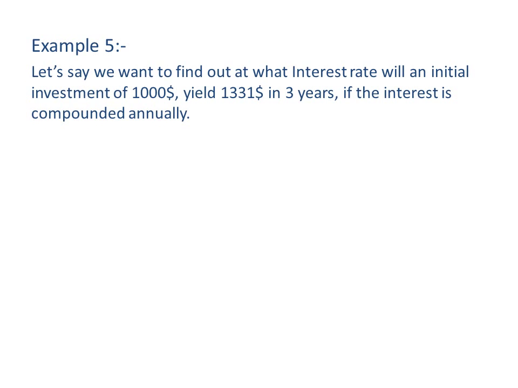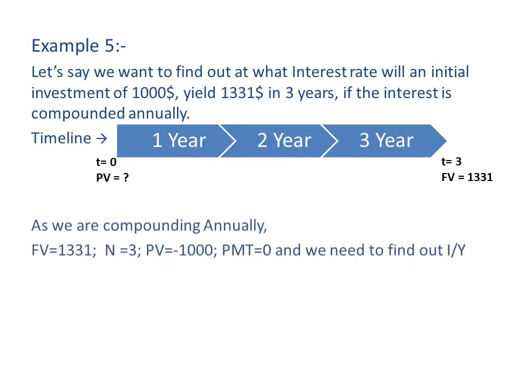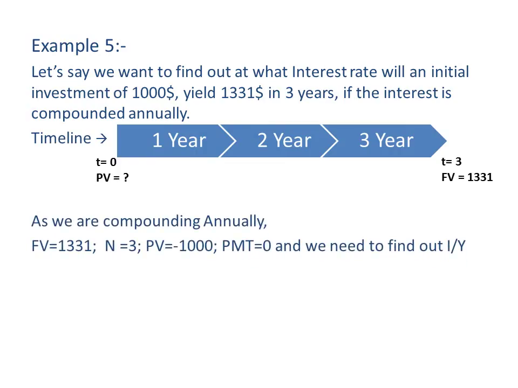Example 5. Let's say we want to find out at what interest rate an initial investment of $1,000 will yield $1,331 in 3 years if the interest is compounded annually. Let's draw a timeline. As we are compounding annually, FV is 1331, N is 3, PV is negative 1000, PMT is 0, and we need to find out I by Y. Let's watch this video.